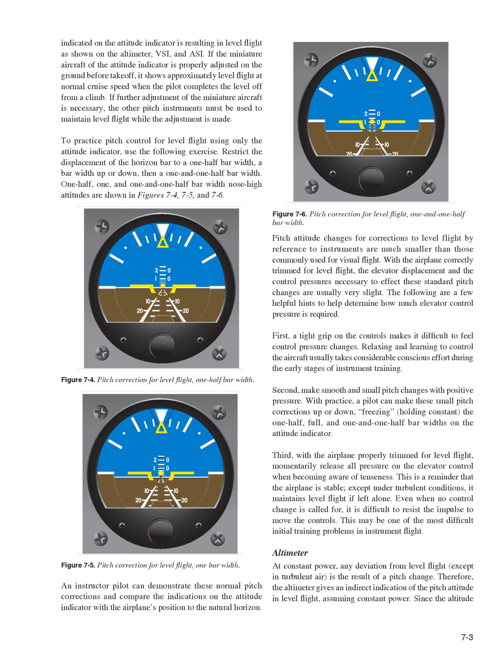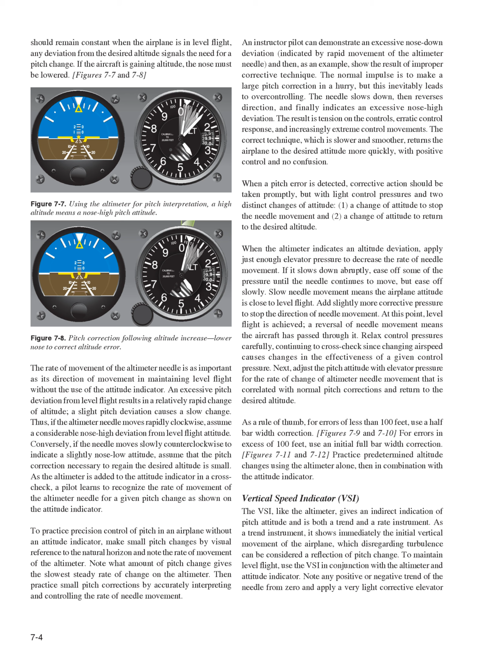Altimeter. At constant power, any deviation from level flight, except in turbulent air, is the result of a pitch change. Therefore, the altimeter gives an indirect indication of the pitch attitude in level flight, assuming constant power. Since the altitude should remain constant when the airplane is in level flight, any deviation from the desired altitude signals the need for a pitch change.